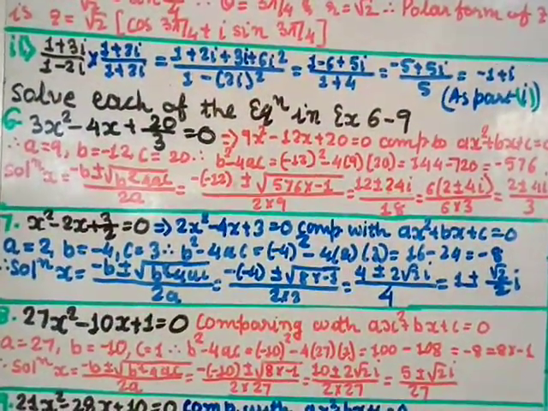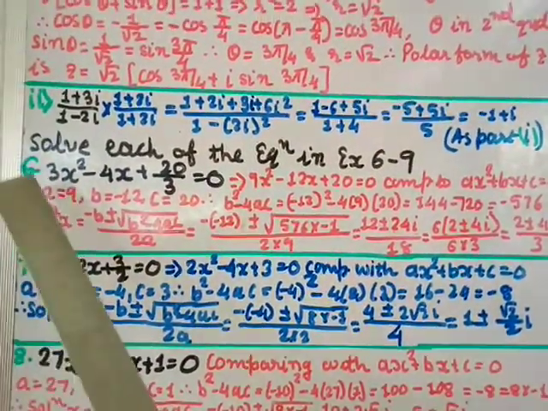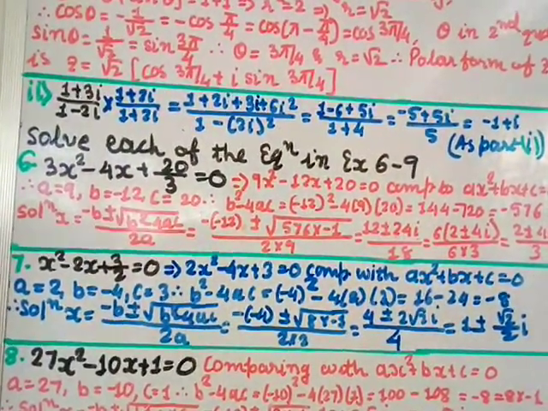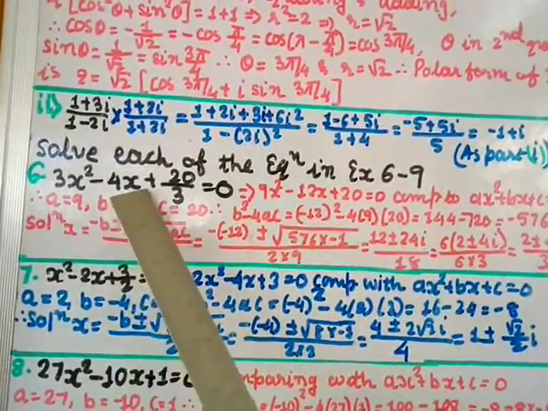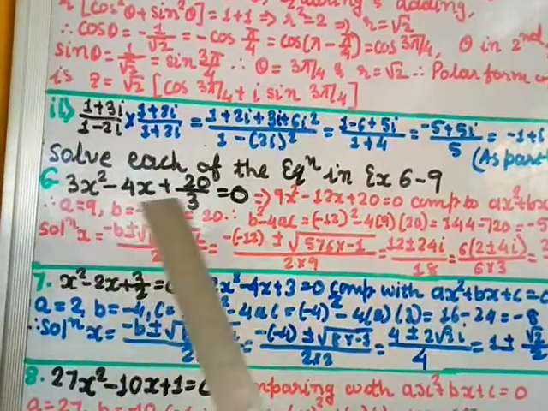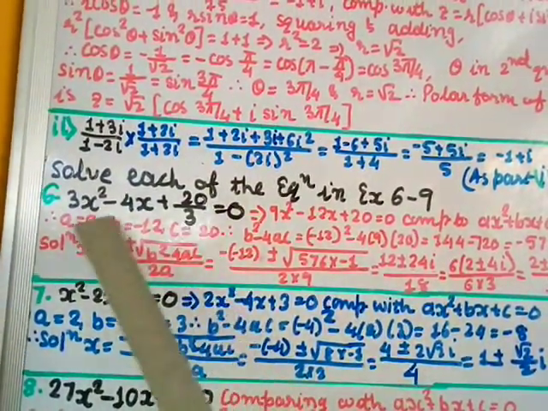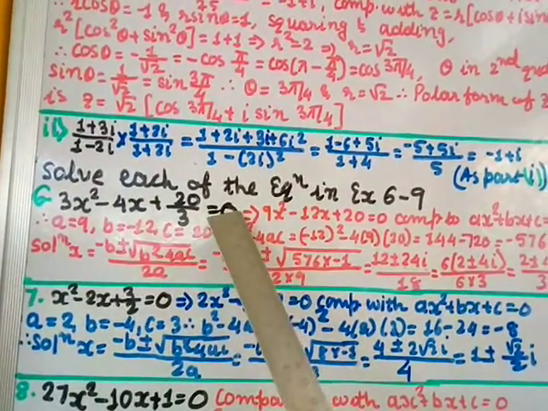Question number 6. Solve each of the questions in exercise 6 to 9. So question 6, you have to solve the quadratic equation 3x² − 4x + 20/3 = 0. I am just taking LCM here, so 3 into 3, 9x² − 3 into 4, 12x + 20, and this denominator 3 I am multiplying with 0, so cancel.